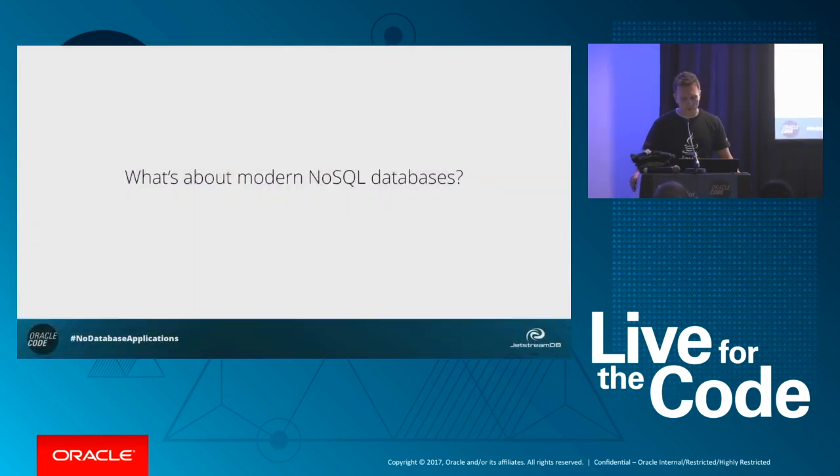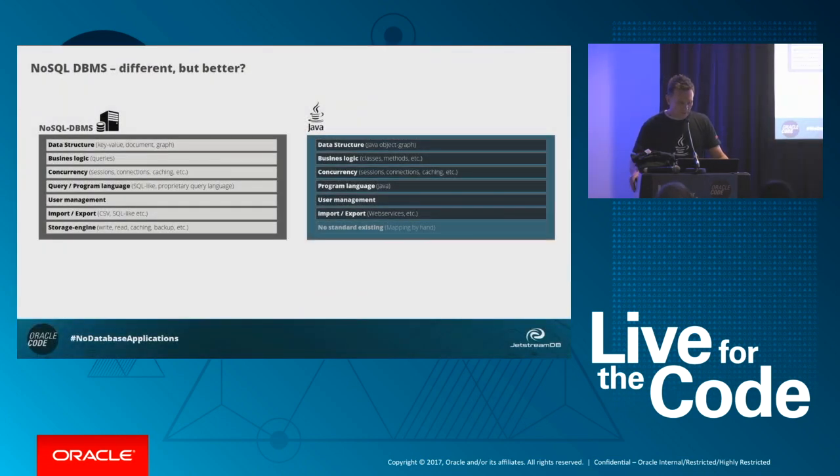Yeah, what about modern NoSQL databases? They changed something. They changed the data structure. We have now key value, documents, for example JSON. It's cool for JavaScript developers. We have graph databases. We have object-oriented databases, and so on and so on. But the point is, these data structures are always different from the Java object graph. And so you always have the mapping between the Java object model and the native data structure of the NoSQL database. So actually, it didn't work really well for us.